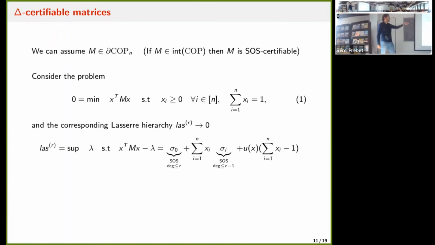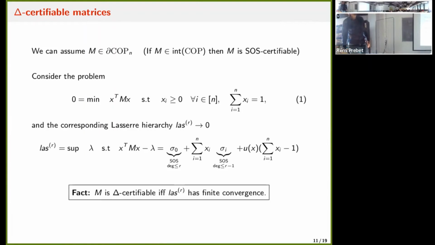So we have 0, and then we consider the corresponding Lasserre hierarchy, which is a bound for the optimal value. And then one fact, which is very easy to show, just by writing down the definition, is that M is delta certifiable if and only if we have finite convergence of the Lasserre hierarchy. So then we would like to understand when this hierarchy has finite convergence in order to obtain that a matrix is delta certifiable.